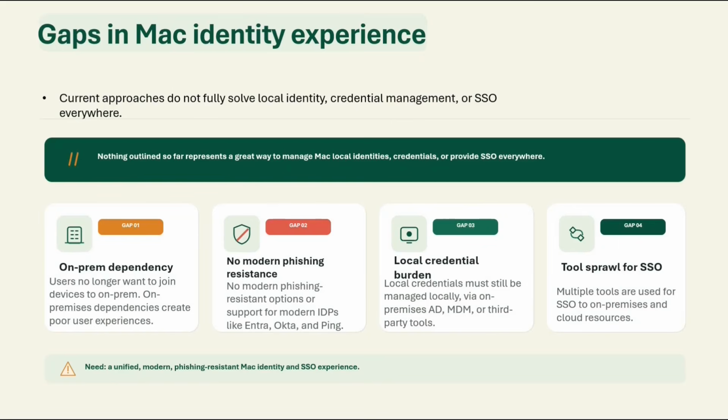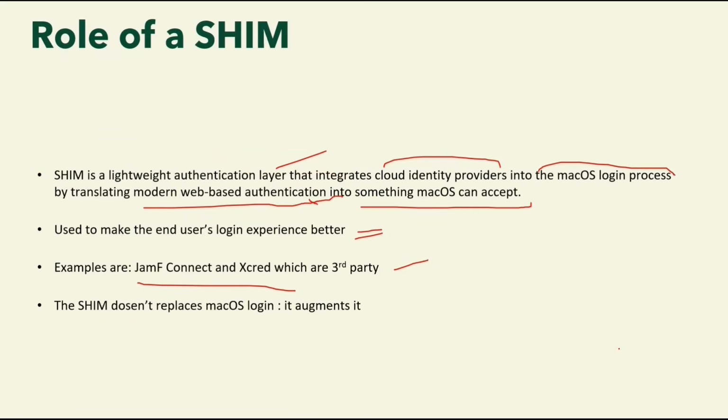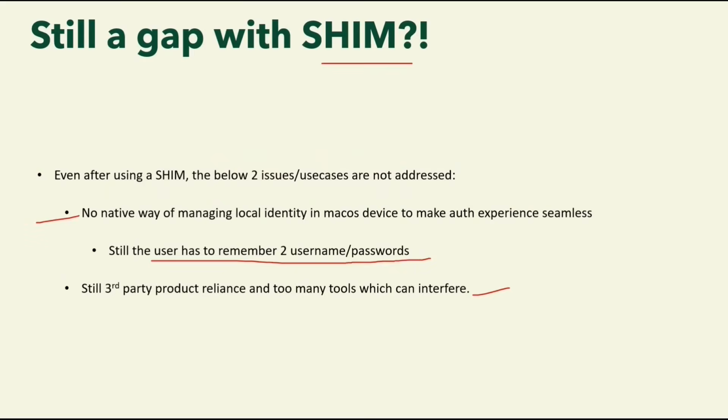And then there are so many tools over there which can interact with each other and interfere with each other, right? Like let's say that even if you're using a SHIM, you might still use the LDAP binding. You might still have Kerberos SSO extension for accessing on-premise file resources. You might still have Enterprise SSO extension on top, and then you might have a SHIM, right? So again, some gaps are met, but still a lot of things that are still not addressed.